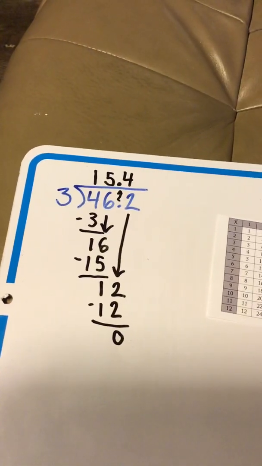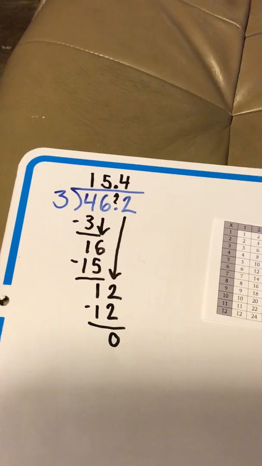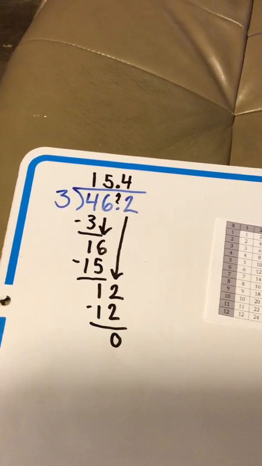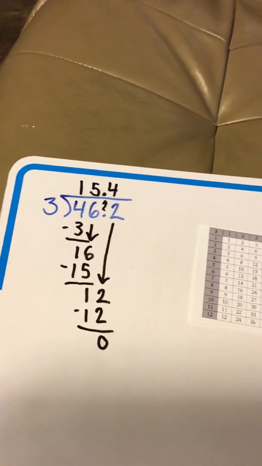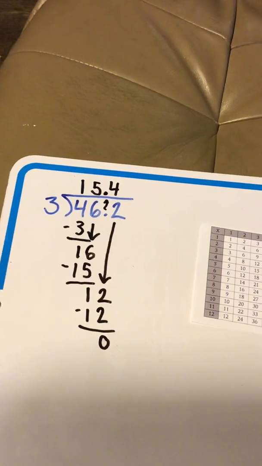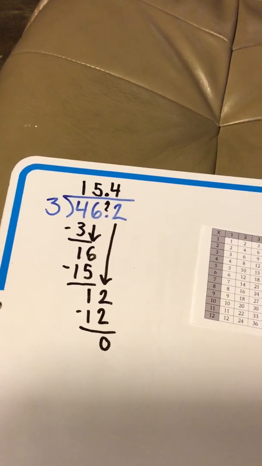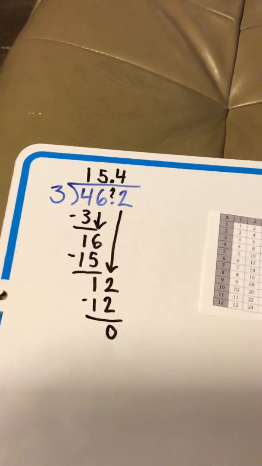So if you had 46.2 cookies and you shared them with 3 friends, each person would get 15.4 cookies. Okay. Makes it a little easier so you don't have to try to figure out how to share 0.2. We're just going to divide it normally and then float that answer up. All right, let's try one more just to make sure you've got it.